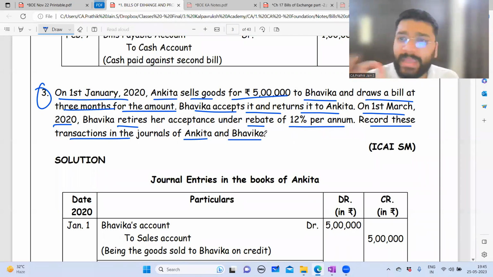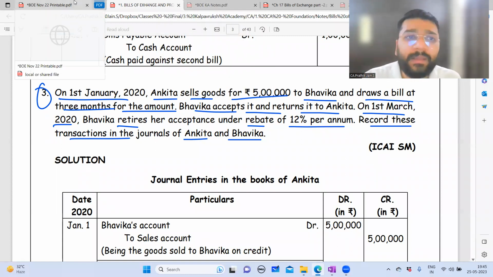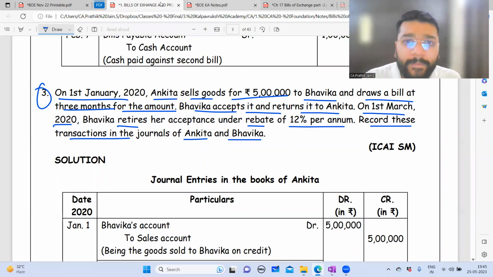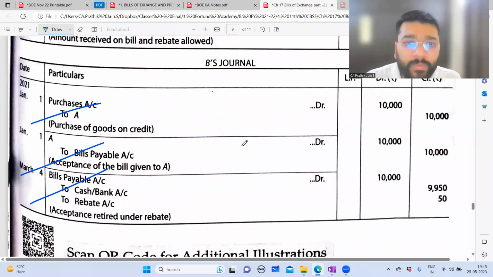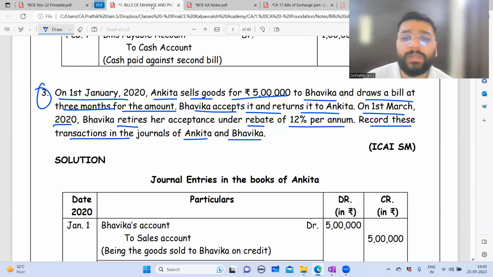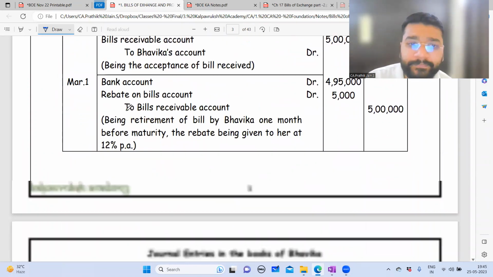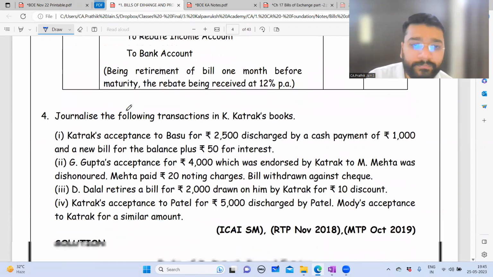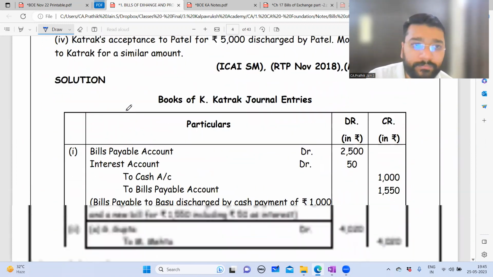Same question, no change, guys. What we did just now, A and B. Same A and B. Only thing is amount is different. There the amount was 10,000 rupees. Here the amount is 5 lakh. There the interest involved is 6% per annum. Here it is 12%. That's the only thing. Rest all is the same. So can you take this as homework, my dear friends? Yes, sir.